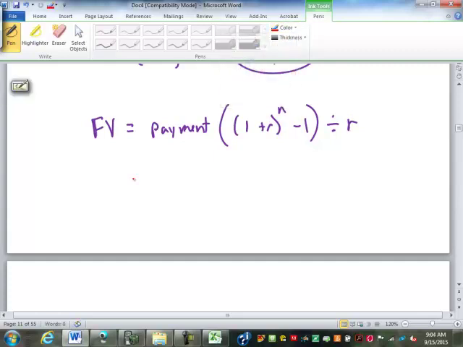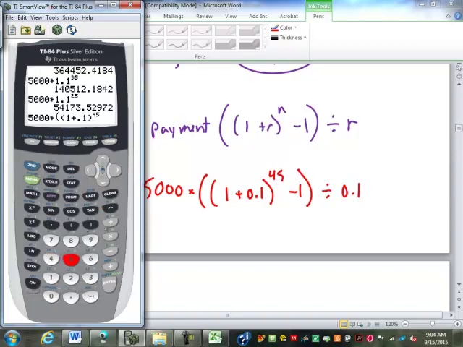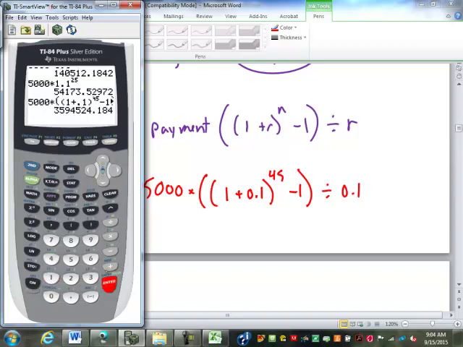So what does that mean? Here we did a payment of $5,000 times, we do have to have two sets of parentheses, 1 plus our 10% is 0.1 or 0.10. We had 45 years minus 1, then we divided by the 0.1. So if I punch that in, 5,000 times, two sets of parentheses, 1 plus 0.1 to the power of 45 minus 1 divided by 0.1. And it gave us about $3.6 million.